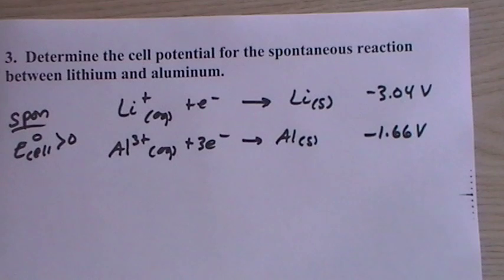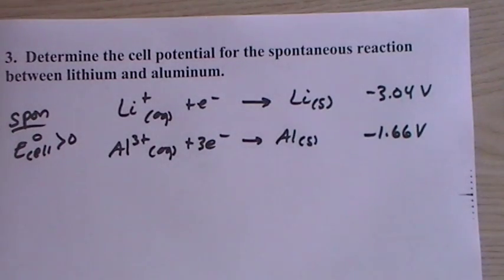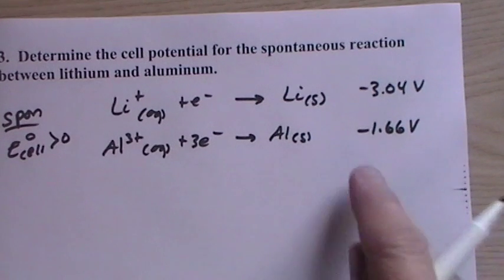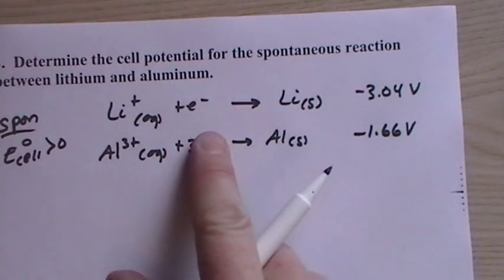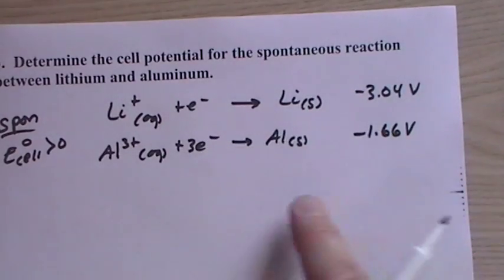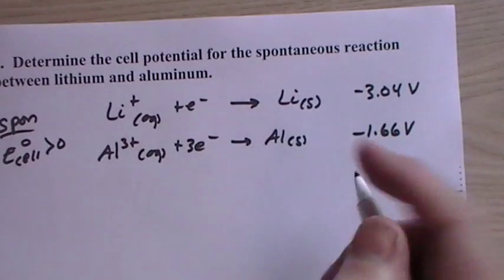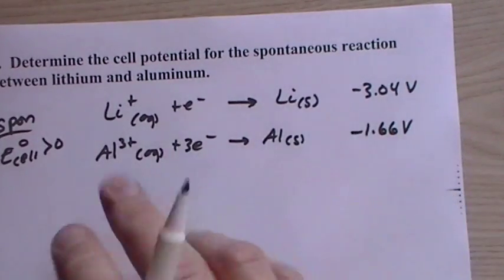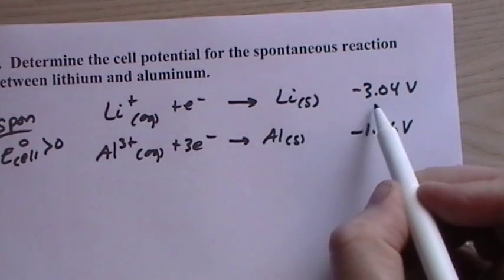Now, one of them has to be flipped every time. Even if these are both positive values, we still have to flip one. So since they're both negative here, and we need to flip one so that when we add them up, they are going to be positive, and when we flip the one reaction, we change the sign, it's got to be lithium. Lithium will always be the one that is the oxidation. It always reduces the other things around it because it has the highest value in the table.